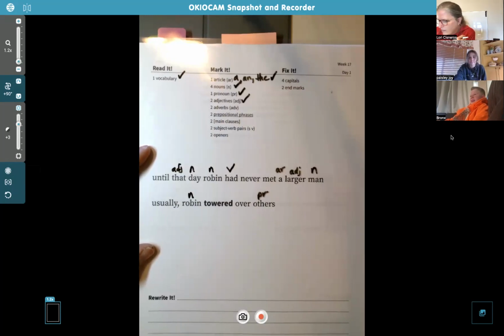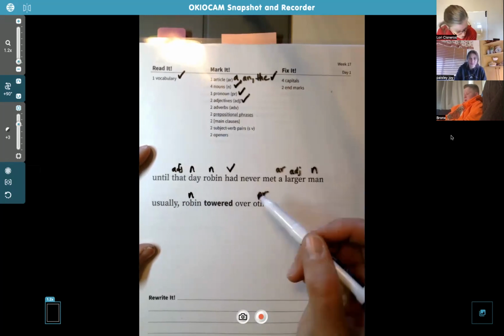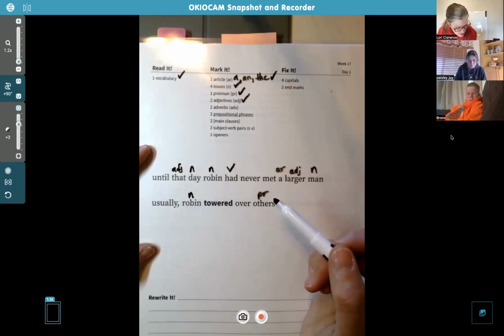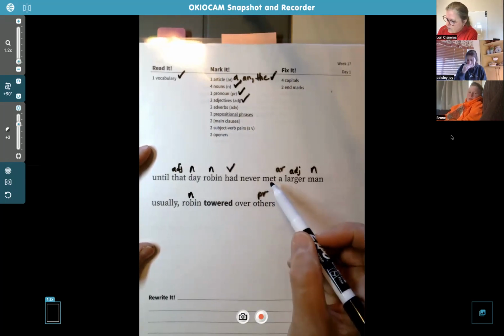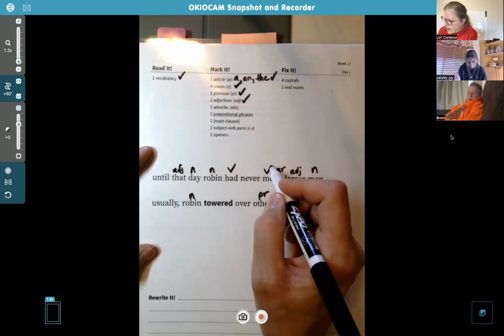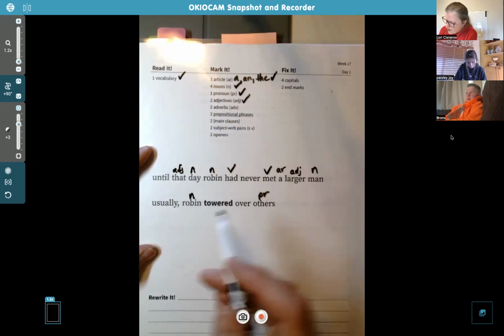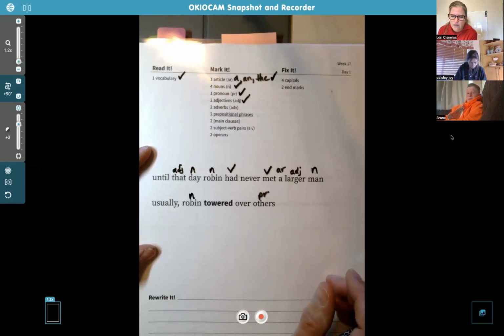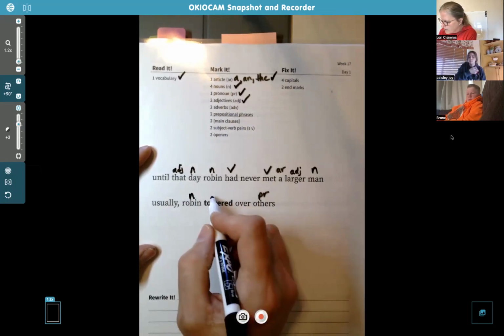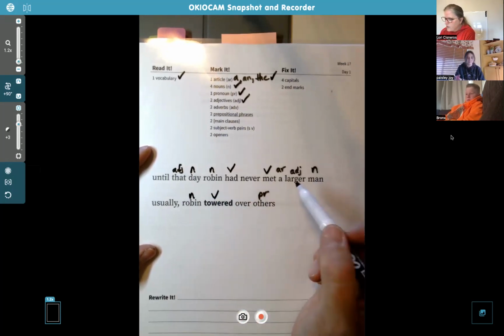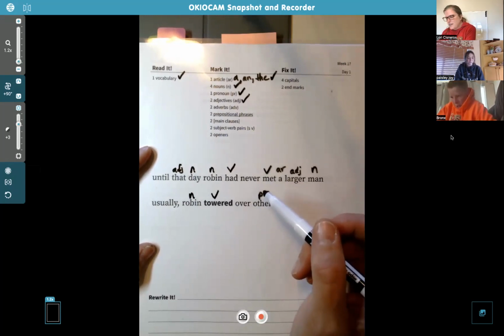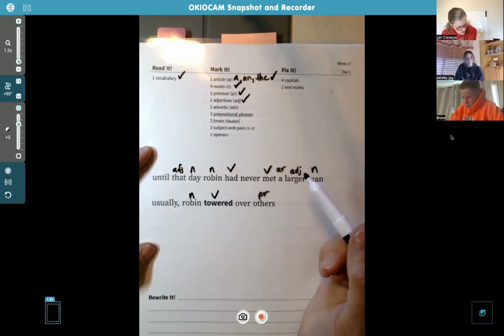We can make it work, but what was the other one you said after had? Never. No, that's actually an adverb. Oh, met. Yeah, there you go. Met. And then there's one more at the second half down here, a verb. Towered, good.